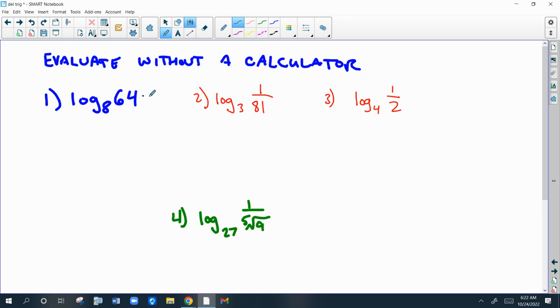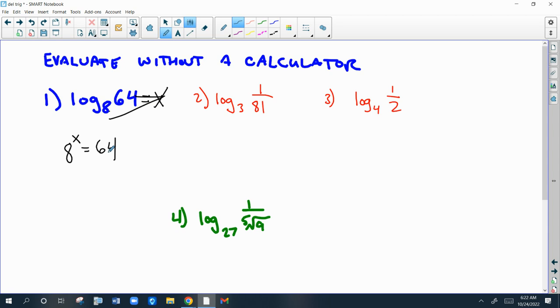First thing I'm going to do is set that equal to x. So if I can solve for x, that's the answer. So I'm going to change the log to an exponent. That would be 8 to the x equals 64.